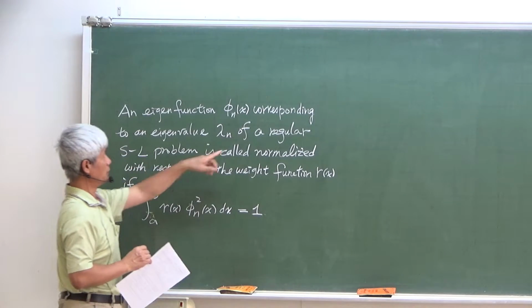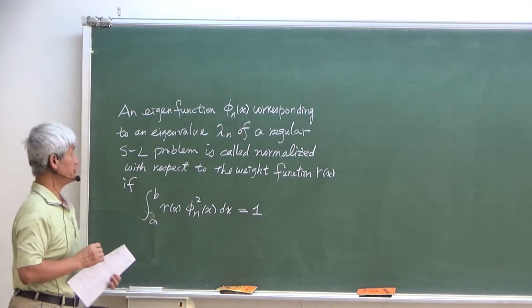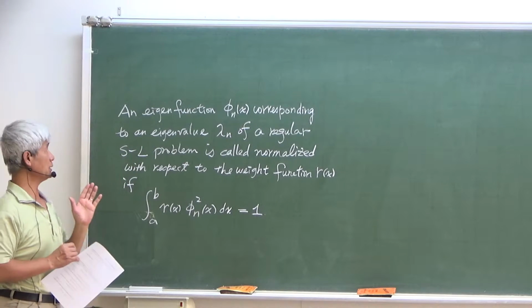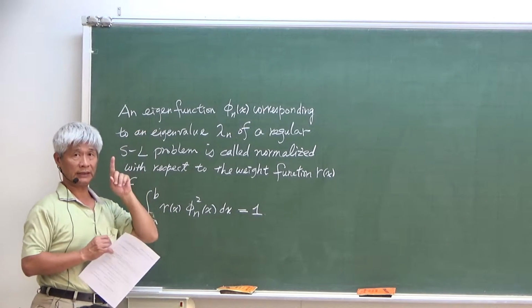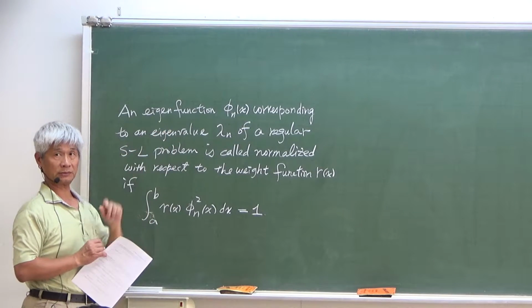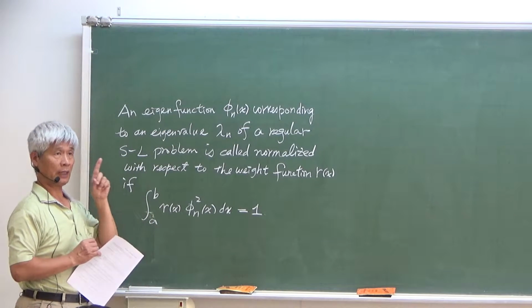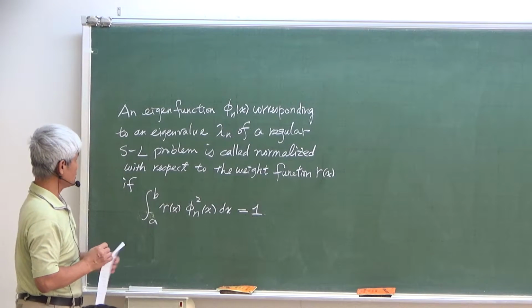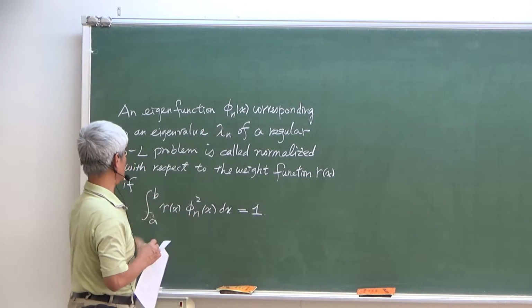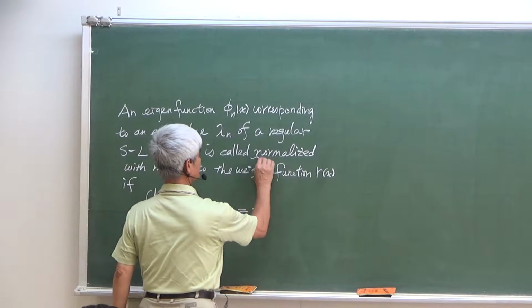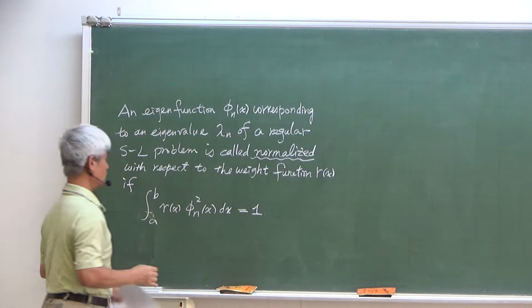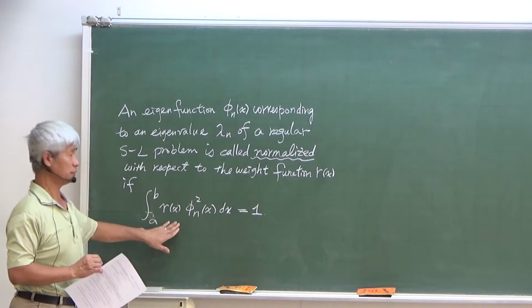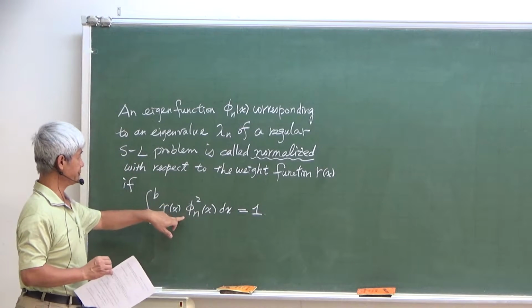We know for a regular Sturm-Liouville problem, every eigenvalue has a corresponding linearly independent eigenfunction. So there is only one linearly independent eigenfunction. And such an eigenfunction is called normalized with respect to the weight function r(x), if this is true.